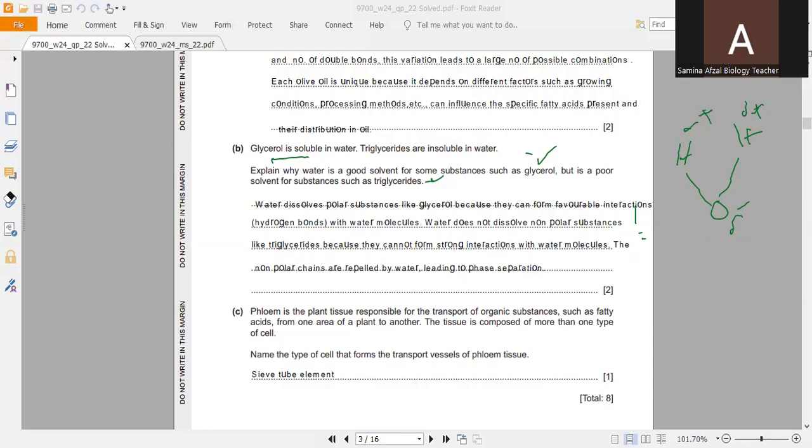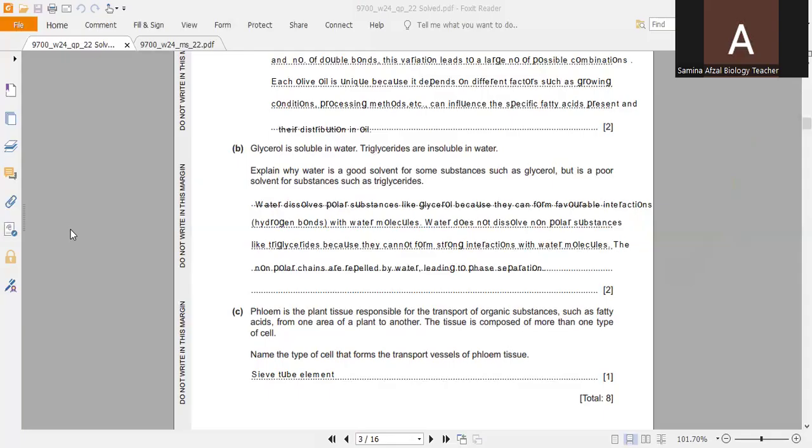In this way, we can say that triglycerides are non-polar and are made up of long hydrocarbon chains. These hydrocarbon chains are hydrophobic, water-hating chains. They are unable to dissolve into the water because of their non-polar nature. This non-polar nature prevents them from interacting favorably with water molecules, resulting in their insolubility. So in this way, the fatty acids are unable to dissolve into the water.